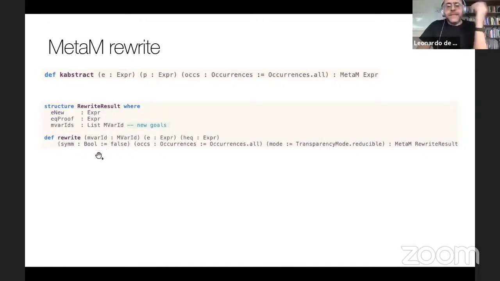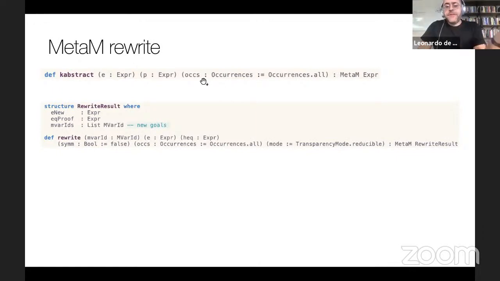And you have many parameters here. If you have the equality as a hypothesis, you may say, oh, I want to apply the symmetry automatically. Remember that in Lean 3, rewrite may simultaneously change all occurrences of a term. By default it's all of them, but you can specify which ones you want, and you can set the transparency modes.